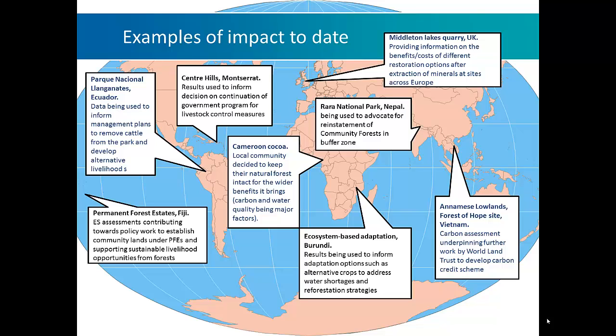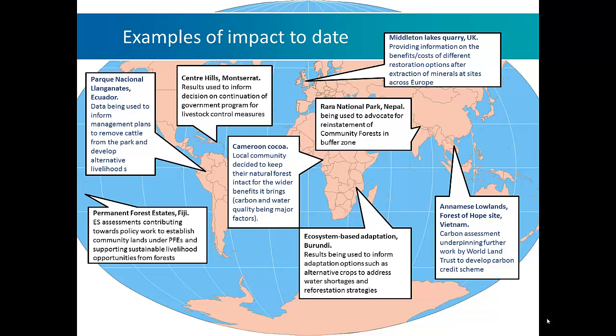And there's quite a lot of text on this slide, so perhaps you don't need to read it now but could have a look at a later date. This is an example of some of the impact that TESSA has had at different sites. So perhaps just picking up on Rara National Park in Nepal, where the information is being used to try and reinstate community forests in the buffer zone to enable more sustainable use and better ownership from local communities of their resources.